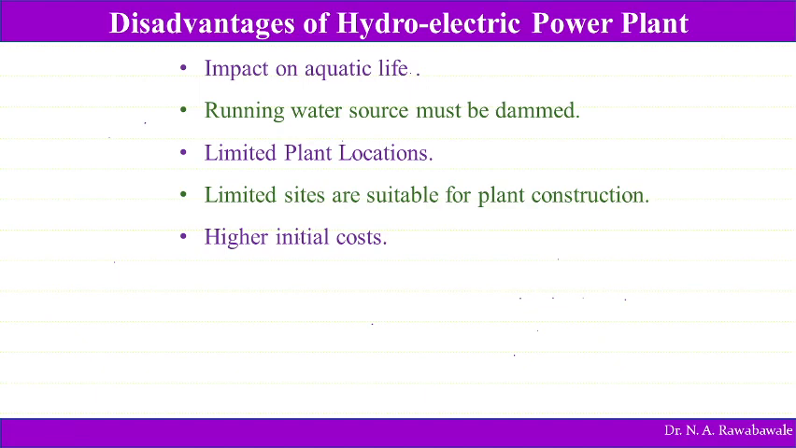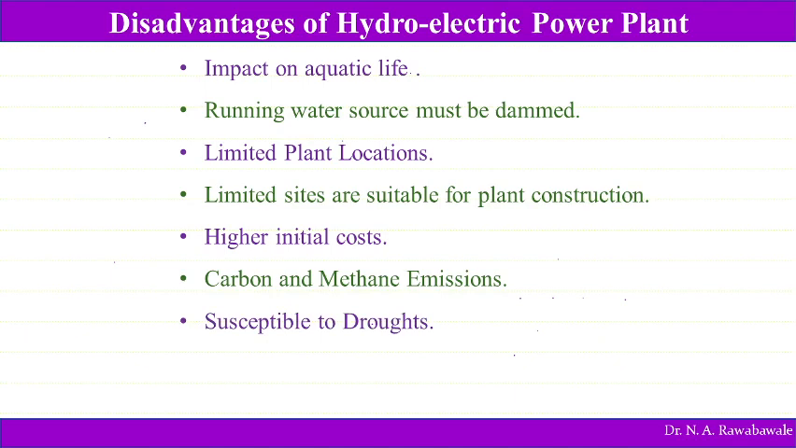Then higher initial cost. As we are going to construct a dam, construction of the dam is costly, and land acquisition is also one of the issues in a hydroelectric power plant. Therefore, the cost of a hydroelectric power plant is going to increase. Then carbon and methane emission. The water reservoir liberates carbon as well as methane emissions. Then susceptible to droughts. As we stop the running water, the lower sides of the river suffer from droughts, as they get less water from the river.